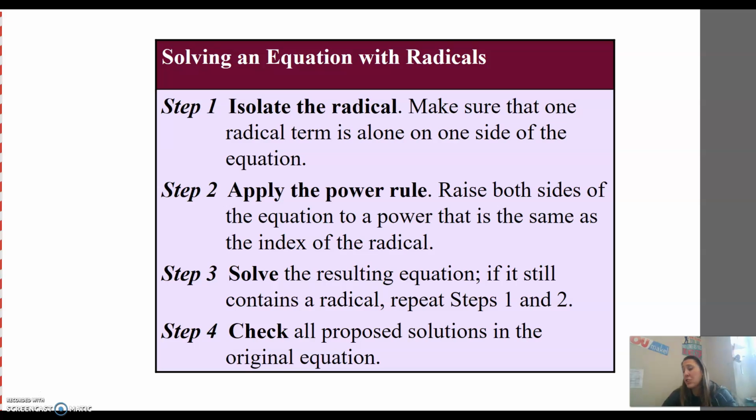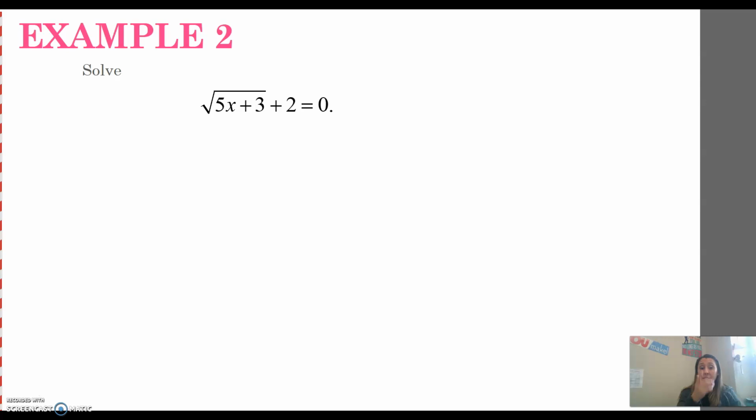And then you solve, and then you have to check your answers. That is step 4 on the test. I'm expecting to see that you've checked your answers. Okay, so now let's try this one. Go ahead and hit pause and try to solve this one on your own.